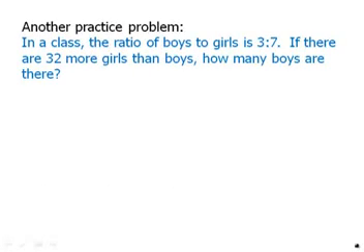Here's another one. In a class, the ratio of boys to girls is 3 to 7. If there are 32 more girls than boys, how many boys are there? So again, I'll recommend pause the video, see if you can work this out on your own, and then I'll show the solution.